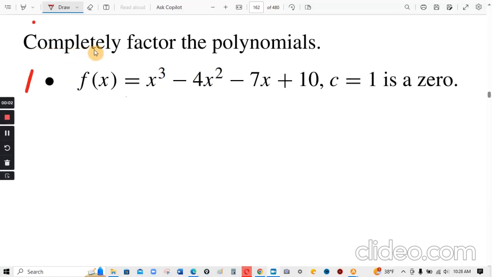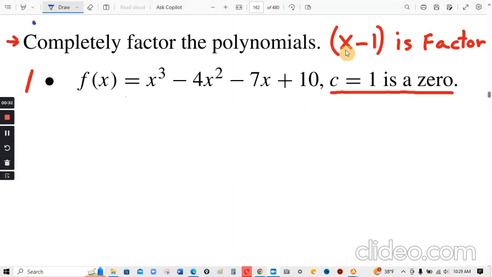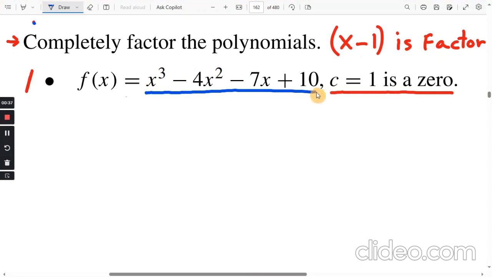All right, in this section, we're going to completely factor the polynomials. So we are given this polynomial function. We are also given that c equals 1 is a 0. If c equals 1 is a 0, that means x minus 1 is a factor. So basically, since x minus 1 is a factor, we want to take this whole polynomial and divide it by x minus 1.